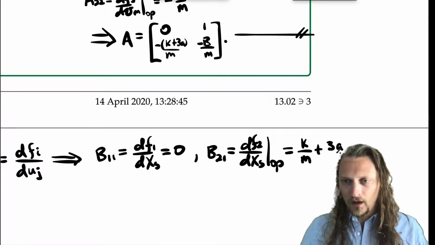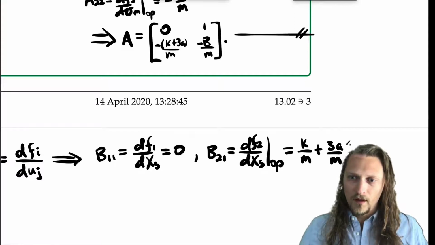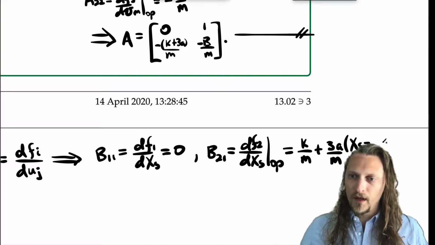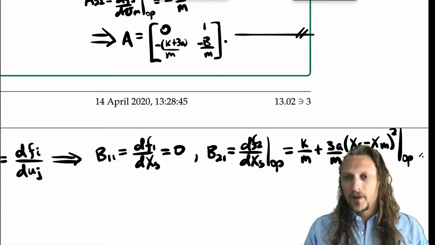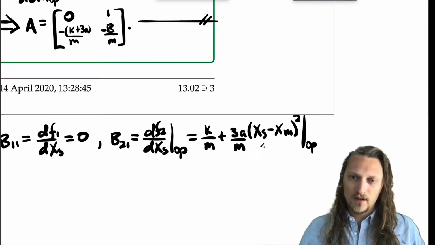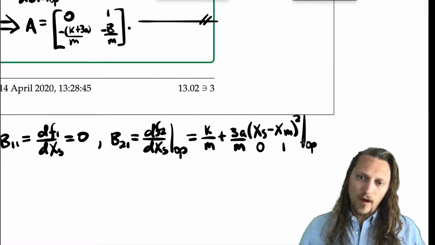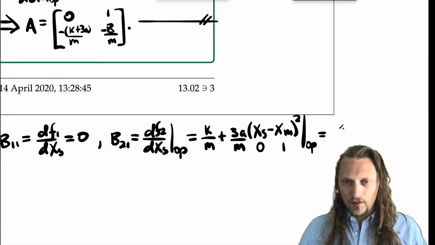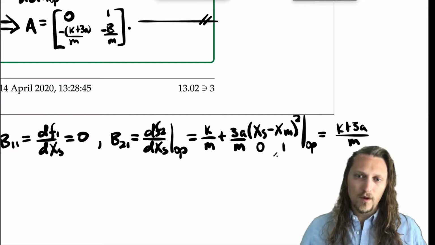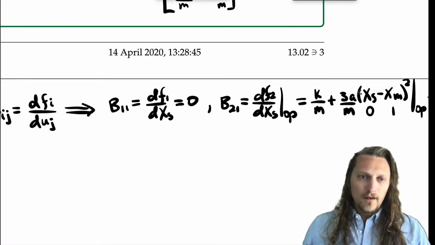3a, and there's going to be an over m here too. Xs minus xm squared evaluated at the operating point. The operating point is, again, just 0 for the input, 1 for the first state variable, which is xm. And so this is just equal to k plus 3a over m, because negative 1 squared is just 1, so that's our B21.